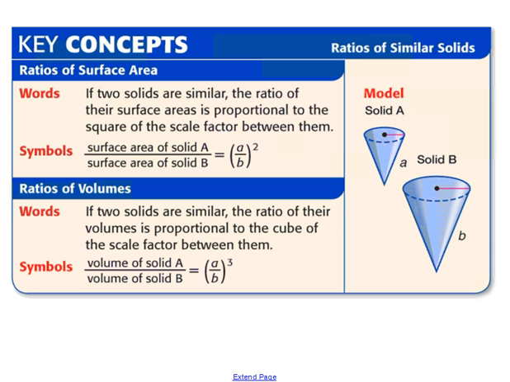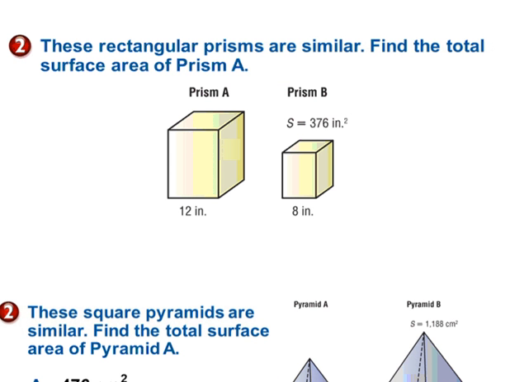Okay, now surface area gets a little bit more complicated. When we deal with surface area of similar solids, the proportionality is not based on the ratio of the sides, but on the square of the ratio of the sides. The ratio of the sides squared. And the volume is on the ratio cubed. So let's do one. All right, these rectangular prisms are similar. Find the total surface area of prism A.